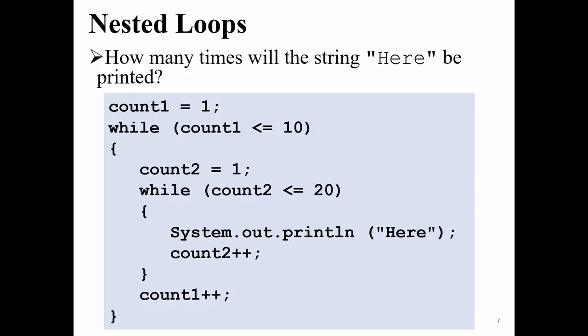The question is, how many times are we going to print this message? Keep in mind the fact that for each iteration of the outer loop, the inner loop will run completely. So the outer loop will run 10 times. For each one iteration of the outer loop, the inner loop will run completely, so for each one we have 20 iterations. In total that leads to 10 times 20, which is 200.